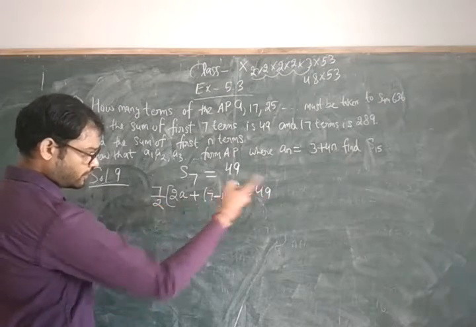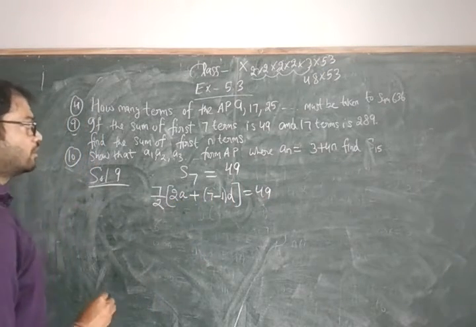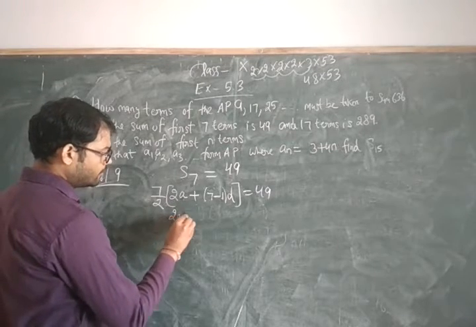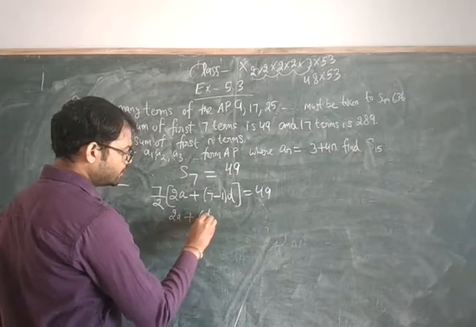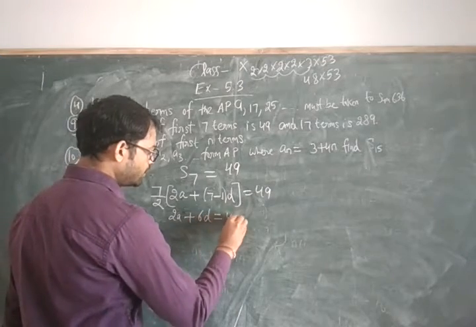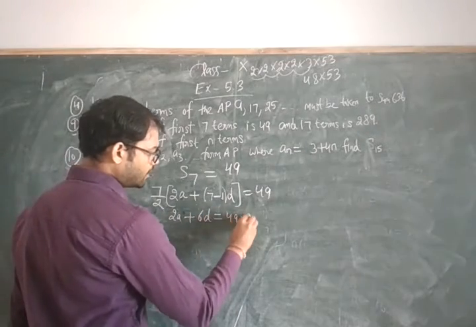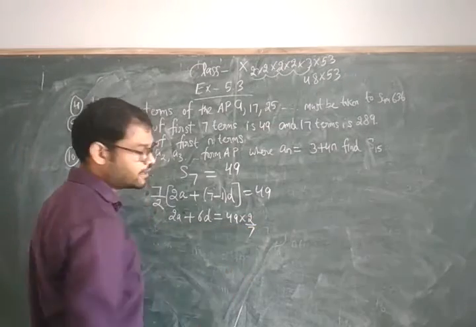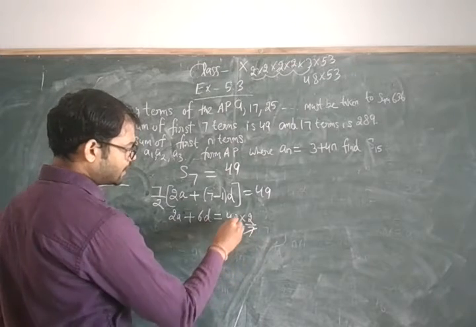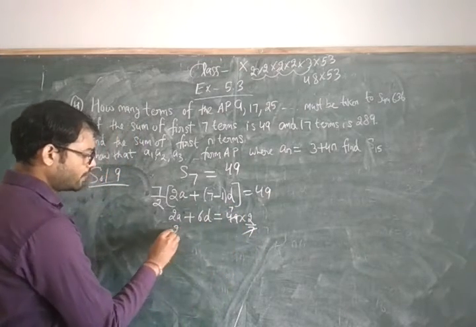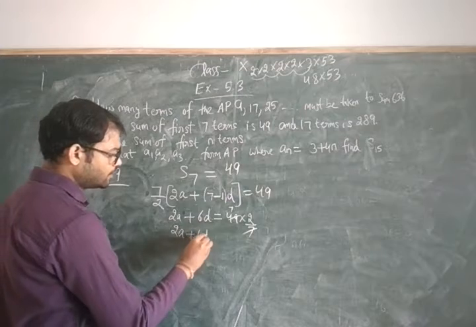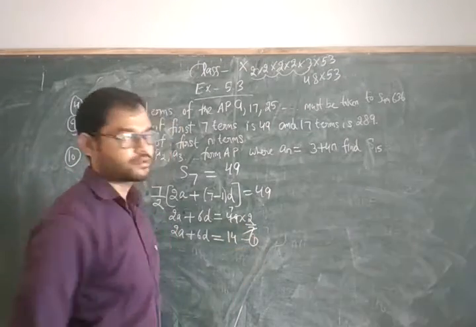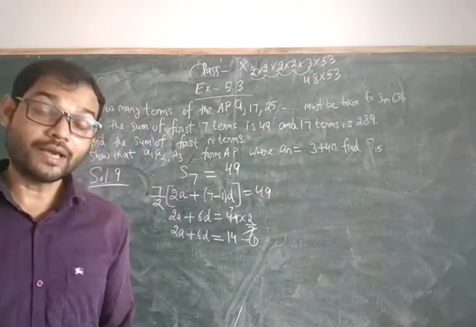So now you can see that take this 7 upon 2 on the other side, so it becomes 2a plus (7 minus 1)d, 6d is equal to 49. This 2 is dividing, it will multiply, and 7 here is multiplying, so it can be divided. So you can see that 7 is cancelled with this one. So you have 2a plus 6d is equal to 14. ये आपके पास पहली इक्वेशन आपके पास, ठीक है, ये आपकी पहली इक्वेशन बन गई.